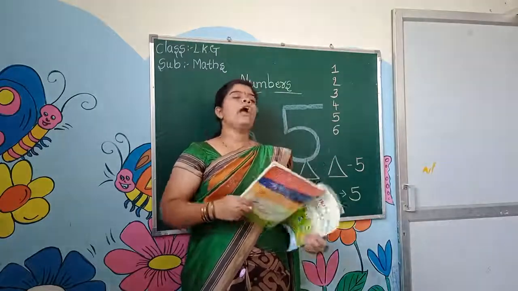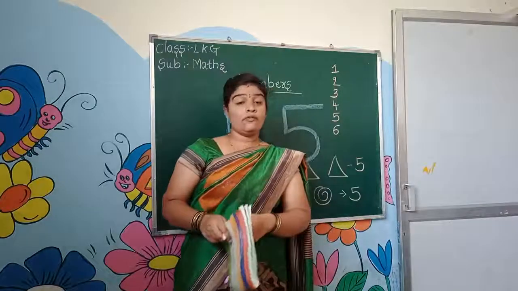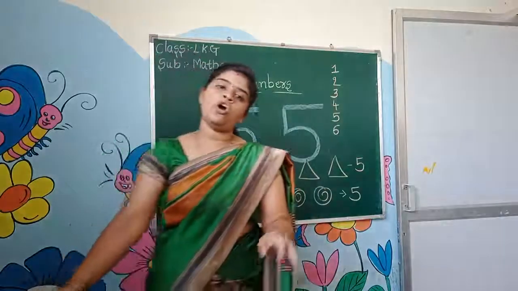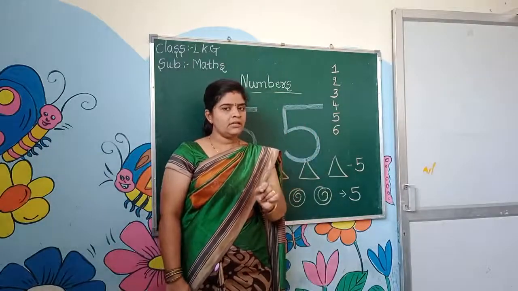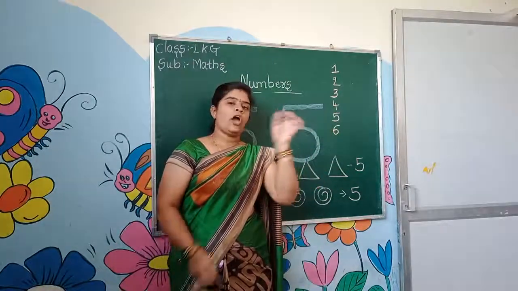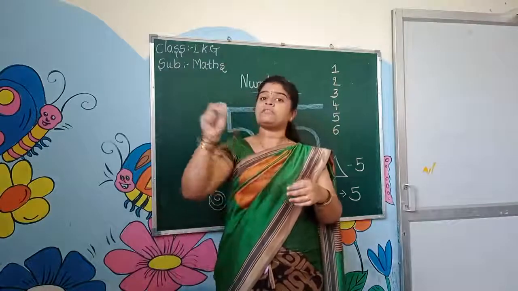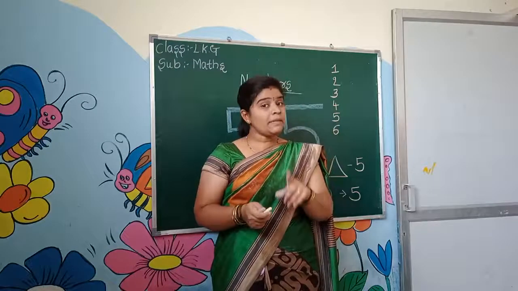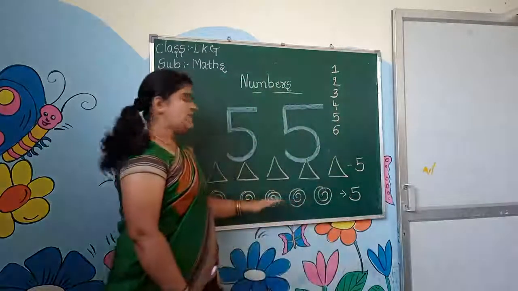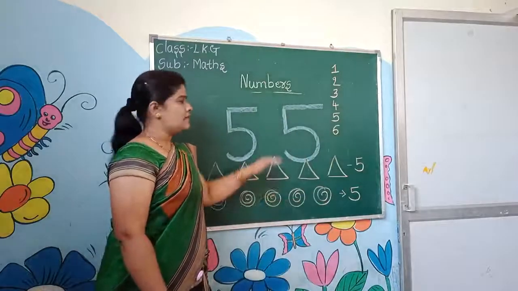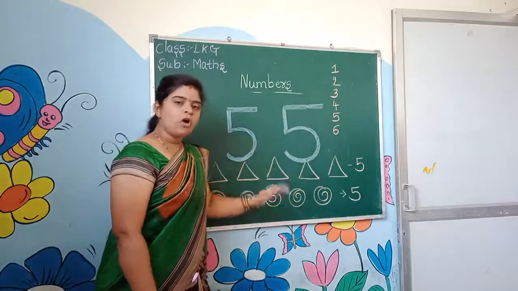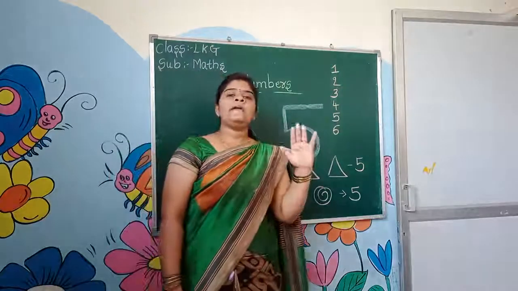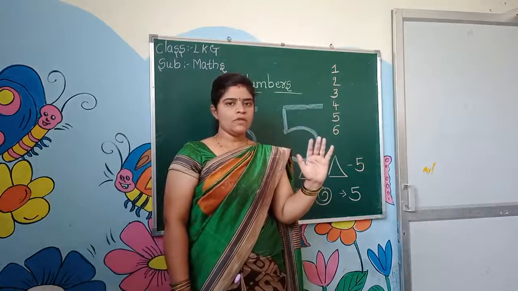Once again, you have to draw number 5. And you have to color it. And on the next page, below you have to draw some pictures. How many pictures you have to draw? Only 5 pictures. Because here they have written 5, that's why we have to draw below only 5 pictures. Okay.